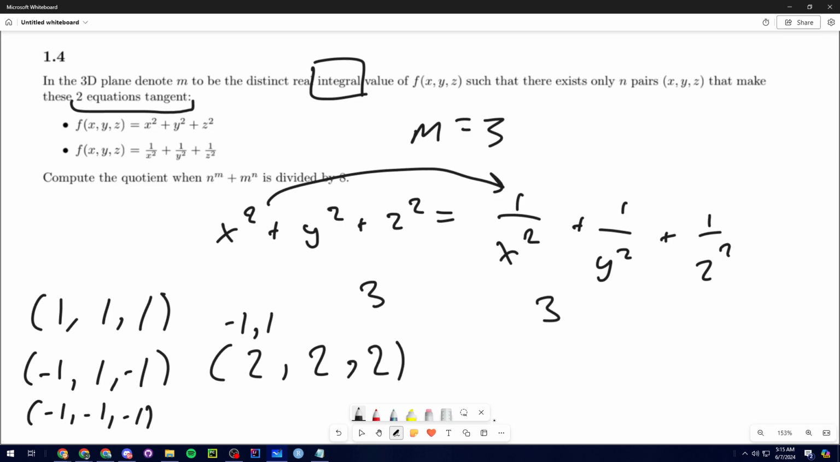So I have 2 choices for the first one, 2 choices for the middle one, and 2 choices for the last one. What is that? That's just 2 times 2 times 2, which is 8. So therefore, n is just equal to 8.